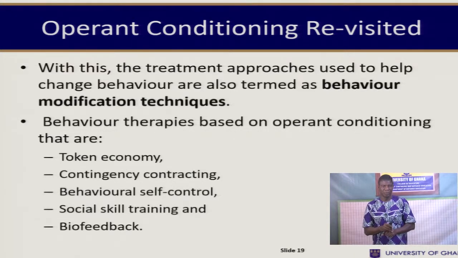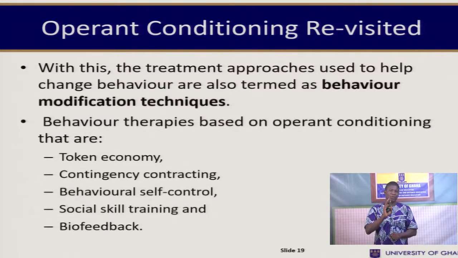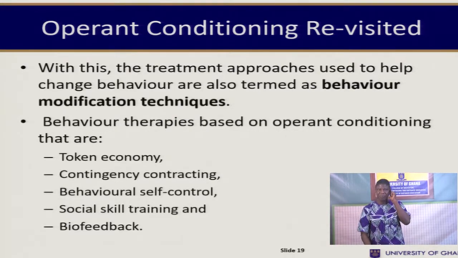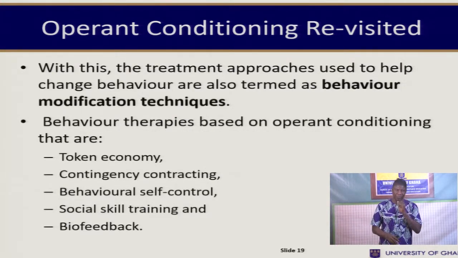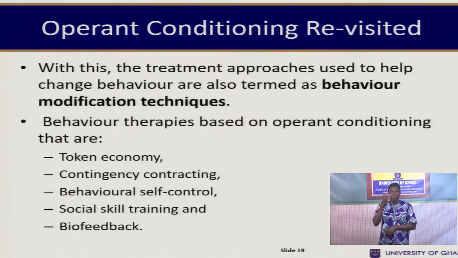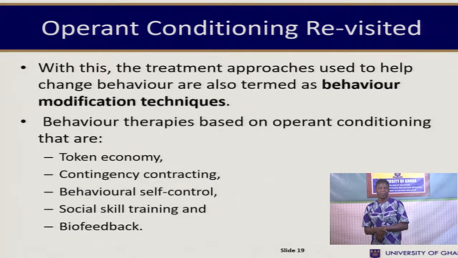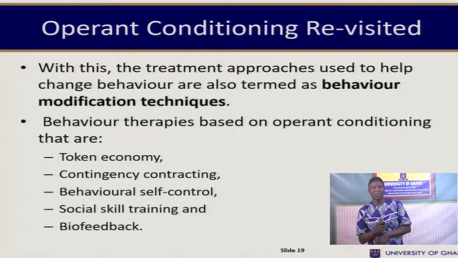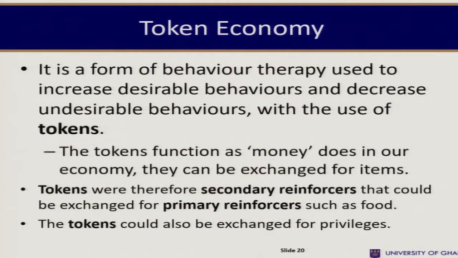therapy-based techniques. Token economy is one, contingency contracting, behavioral self-control, social skills training, and biofeedback. So let's take each of them and look at them briefly. Token economy. This is a form of behavior therapy used to increase desirable behaviors and decrease undesirable behaviors with the use of tokens. How does it work?